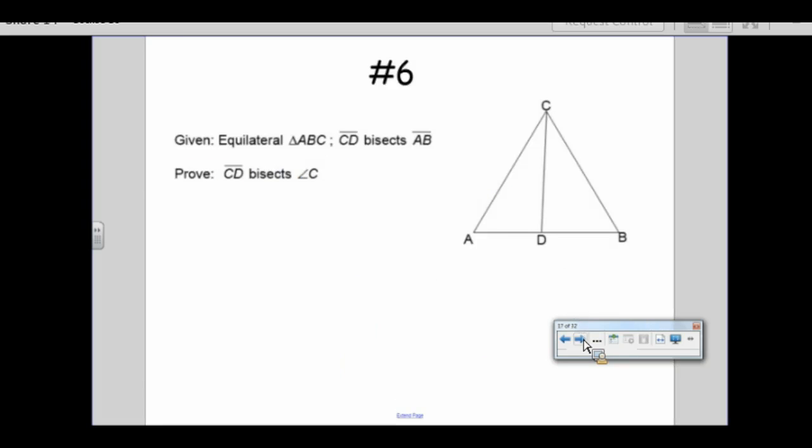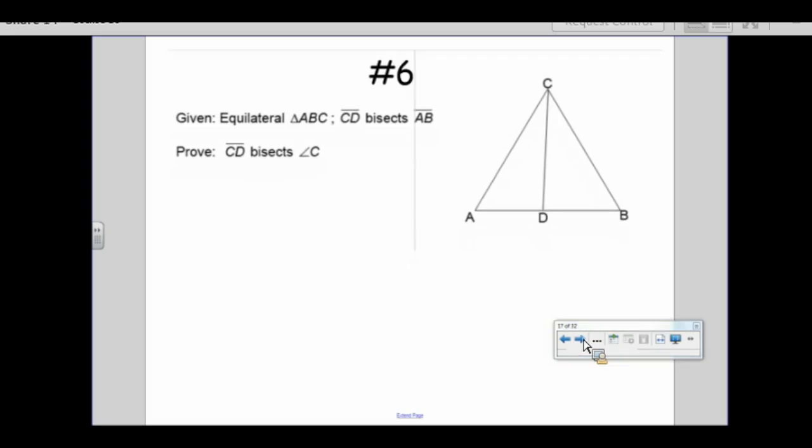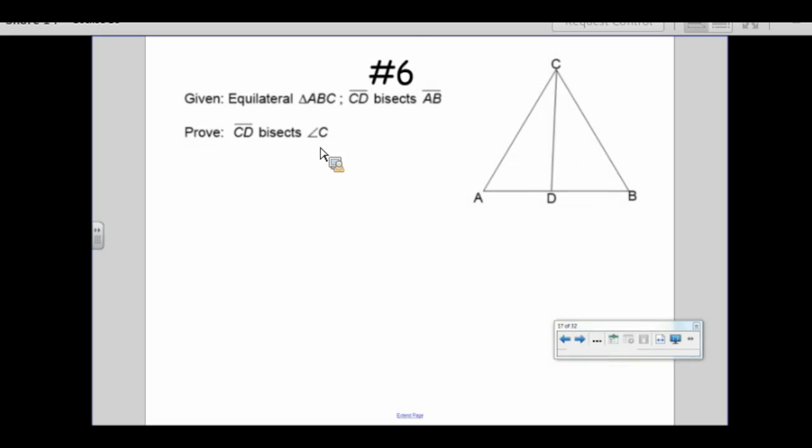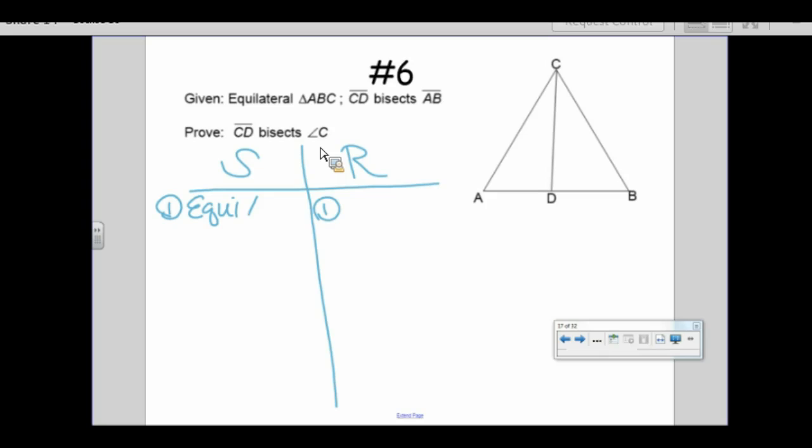Okay, we'll just do one proof, and then we'll end the day. Let's end the day with a proof. All right? Given and prove. Okay. So we make our 2 columns. We've got our statements and our reasons. So let's start with the given. ABC is equilateral. Given.